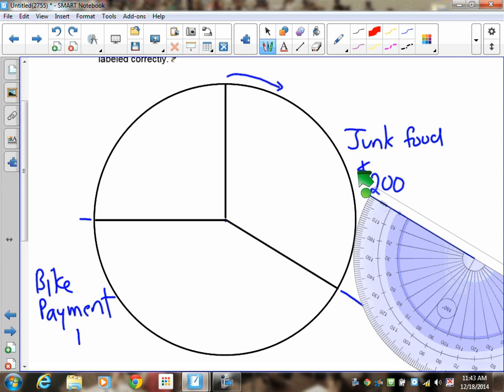And it's $250. Alright, make sure you put your units in.